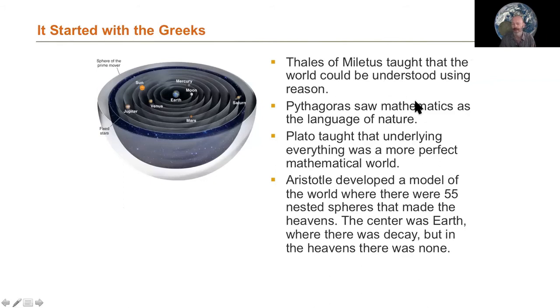Thales of Miletus is one of the first ones who figured out that we can understand where things are. Thales was credited for being the first person to predict an eclipse. You can understand that an eclipse is coming by knowing the pattern of the sun. You've figured out the pattern of the sun. The sun comes up every day, goes down every night. It takes about 24 hours. So that's a pattern. It's predictable.